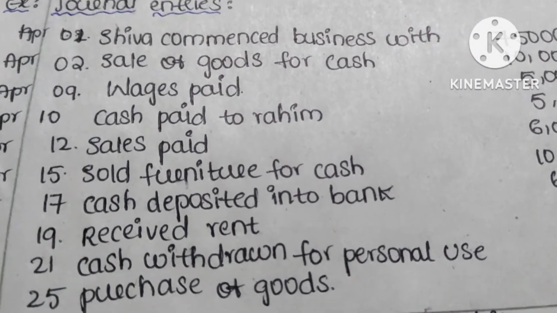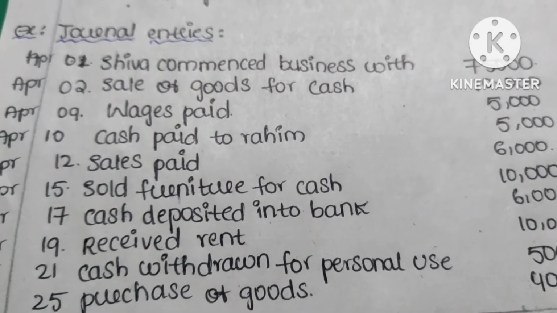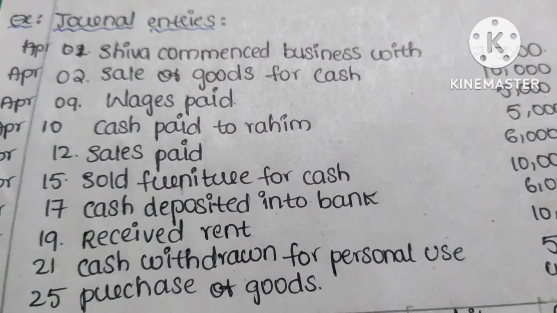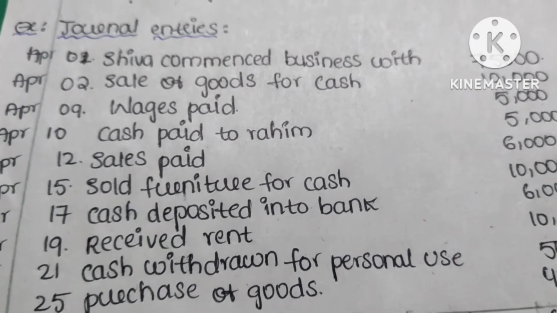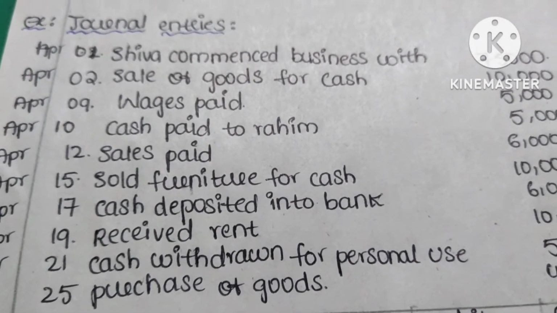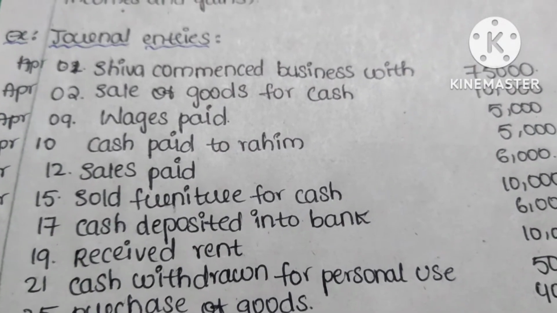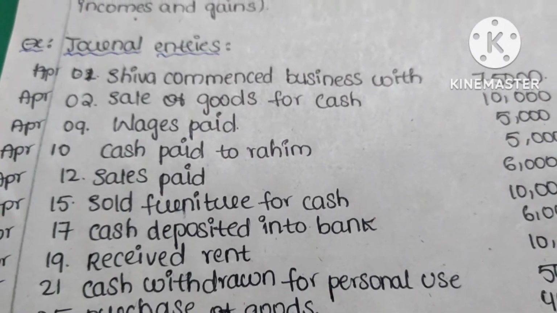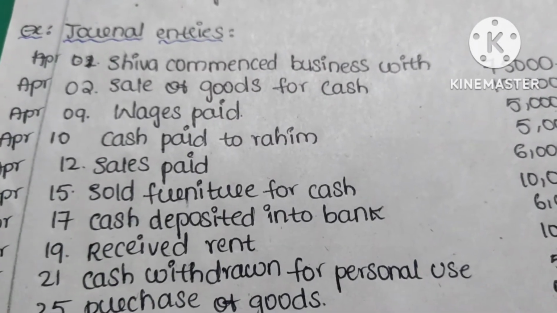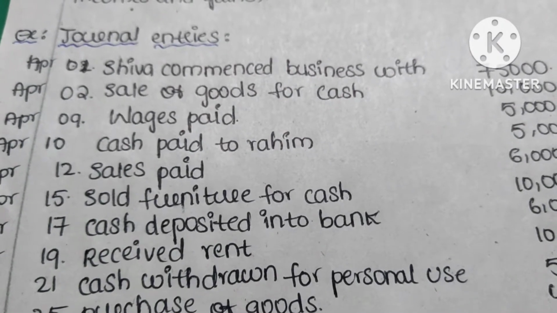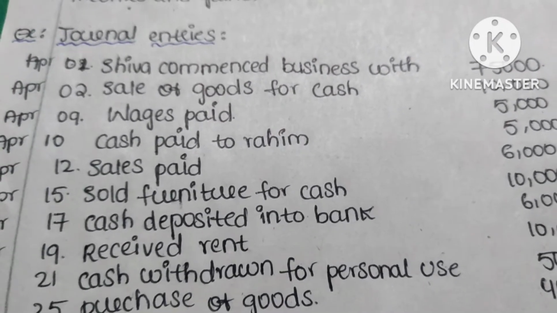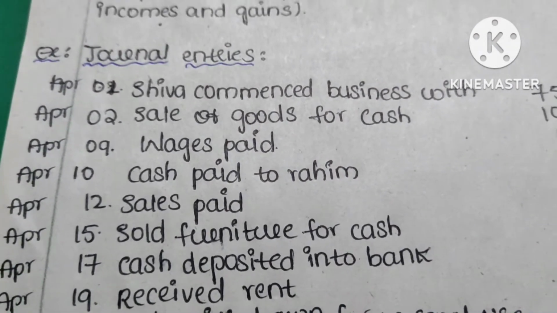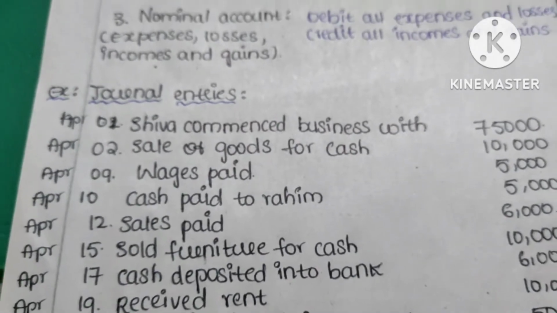Firstly, we have to know what a journal is. A journal is nothing but a book, the journal book, in which business transactions are recorded in chronological order as they occur. Simple, friends. Journal is a book, and the business transactions are recorded in chronological order as they occur. Just in two lines. So we'll see some statements and examples of journal entries, friends.